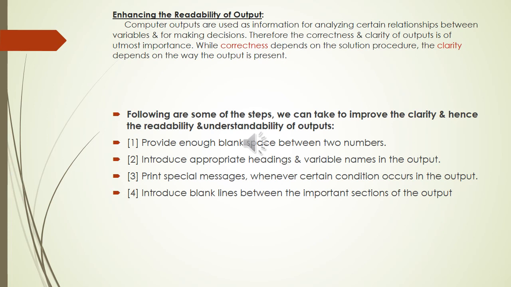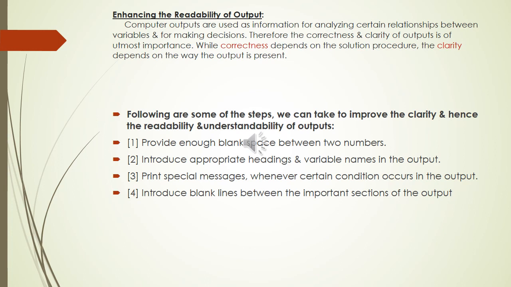First one is to provide enough blank space between two numbers. While writing, you should be careful to give some space so that the reader can easily understand your program. Then next, introduce appropriate headings and variable names in the output. Variable names you should use properly so that even the user can easily understand why we wrote this program like that. And appropriate headings in the command lines you can give wherever necessary.